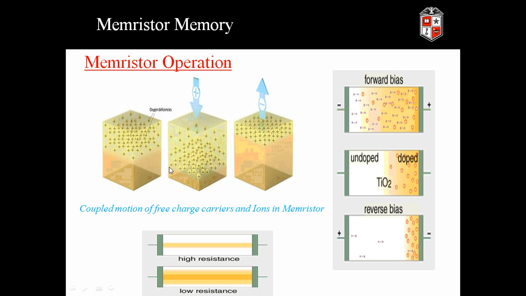As the ion movement is permanent and the resistance of the device won't change even after the removal of the applied electric field, we can say that the memristor offers permanent storage. And this is the diagram that is explaining the flow of ions, the coupled motion of ions with the free charge carriers for a positive voltage and a negative voltage, and for forward biased and reverse biased, and these are the high resistance and low resistance parts.